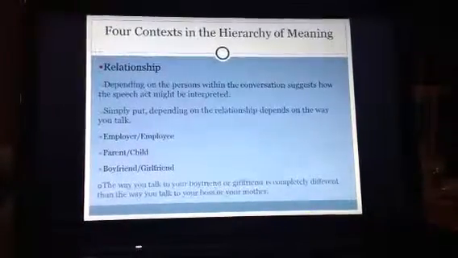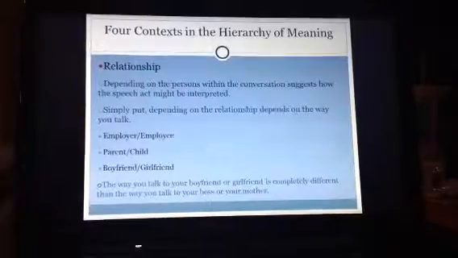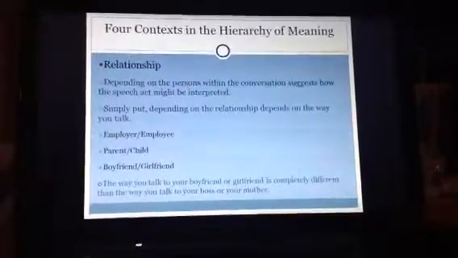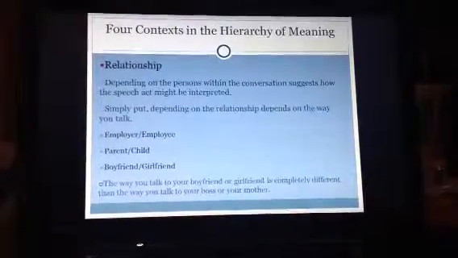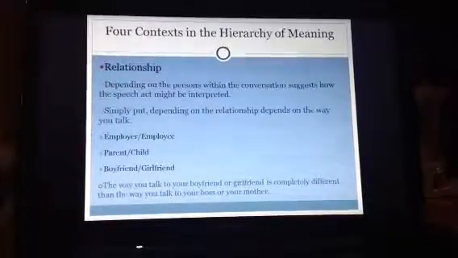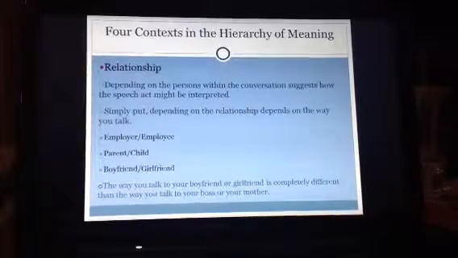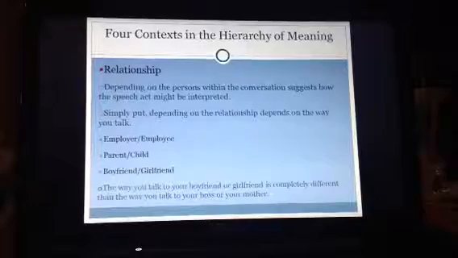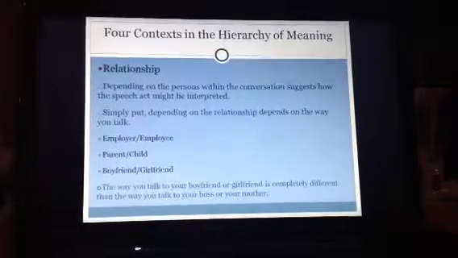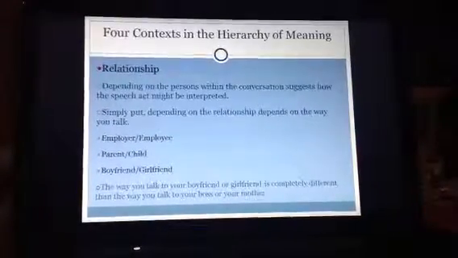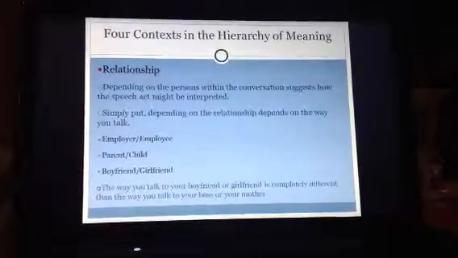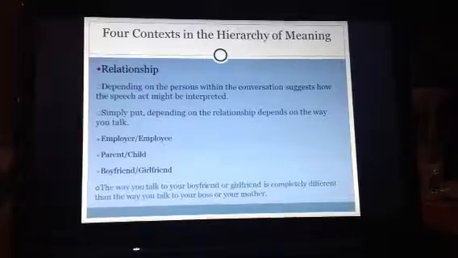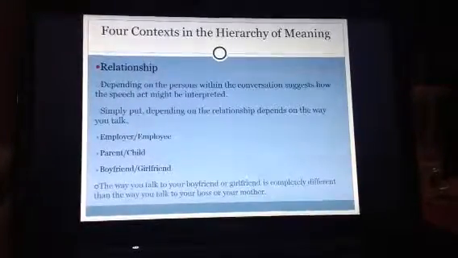But if it was a parent to a child, it might be very scolding or emotional, like "I care about you, I love you." That would be very different from the relationship between an employer and an employee. The word choice would be a lot different, with much more emotional words. A boyfriend and a girlfriend can talk to each other so openly that they don't talk the same way you would in an employer-employee situation.